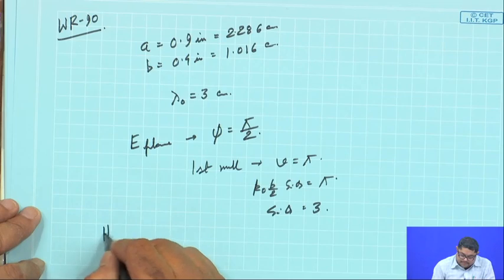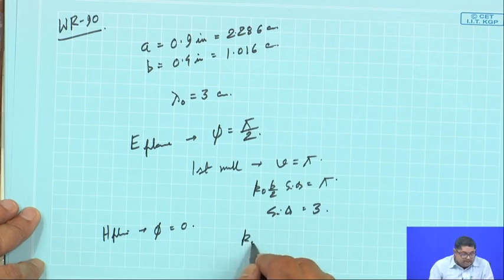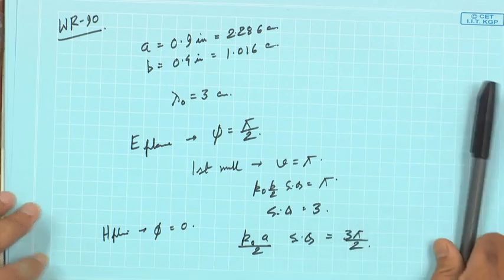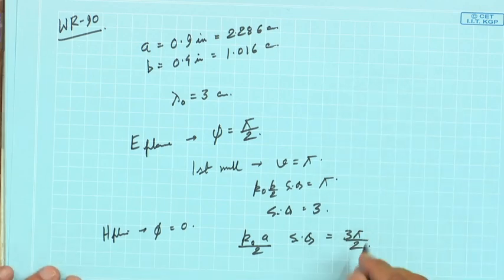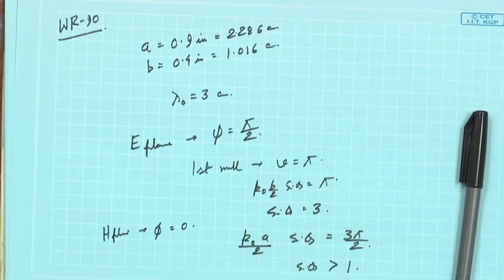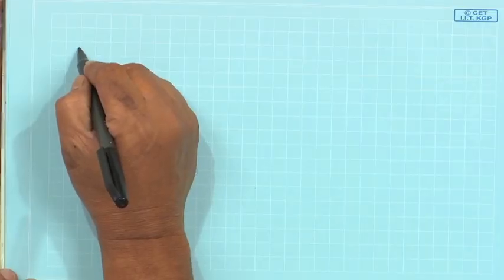Similarly, in the H plane, the other plane, phi is equal to 0, the null occurs at k naught a by 2 sin theta is equal to 3 pi by 2. Please note that at pi by 2 it does not occur, because at pi by 2 we get f y equal to 0 by 0. So, if you solve for sin theta, this sin theta also is greater than 1. This null is also in invisible space. So, a very flat beam, poor directed nature. So, for directivity calculation, we have to do actual integration. That can be done. We know the fields now in the radiated zone.